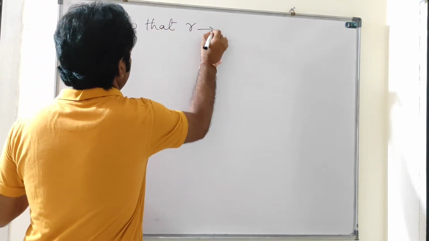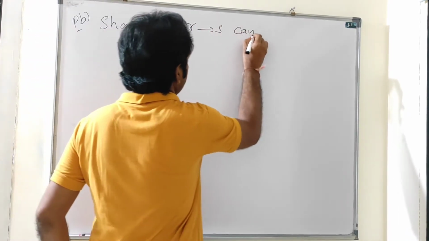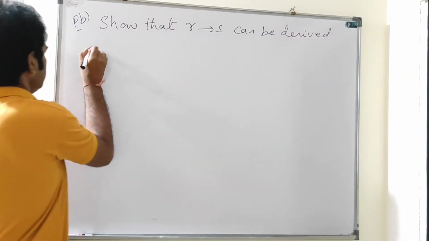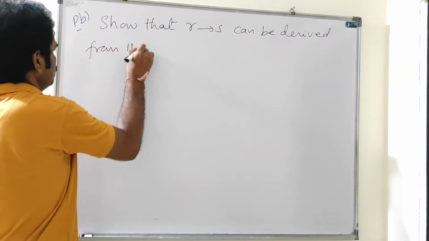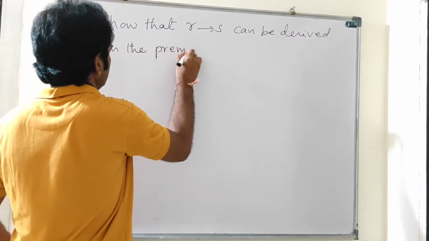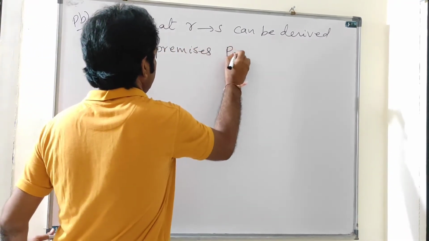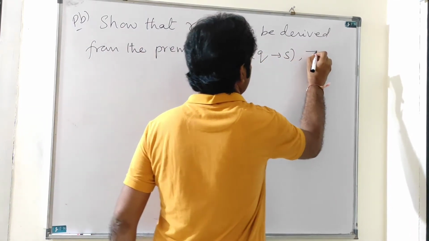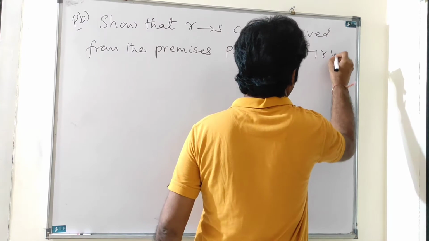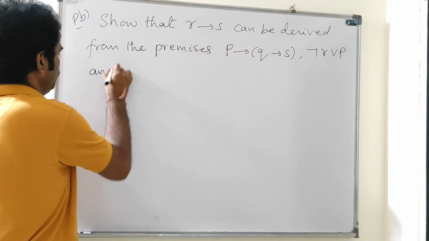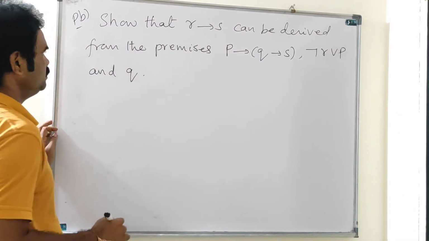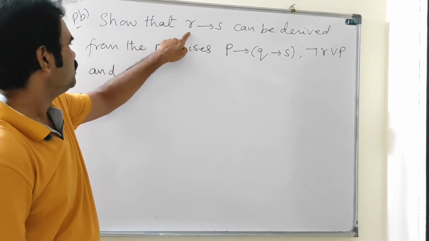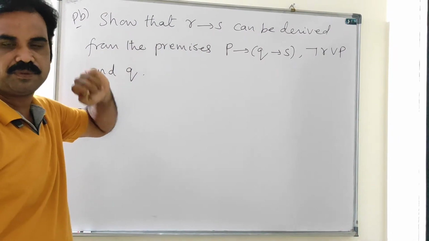Next problem. Show that R implies S can be derived from the premises P implies Q implies S, negation R or P, and Q. Our conclusion is R implies S. Since the conclusion is in the form R implies S, we use rule CP.